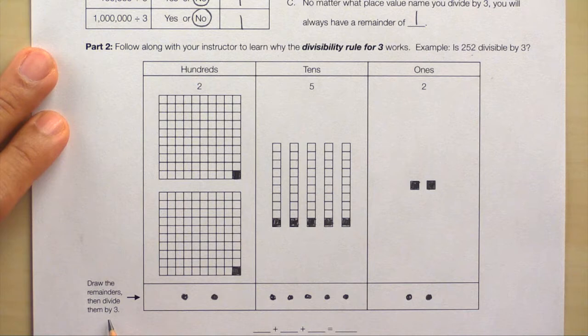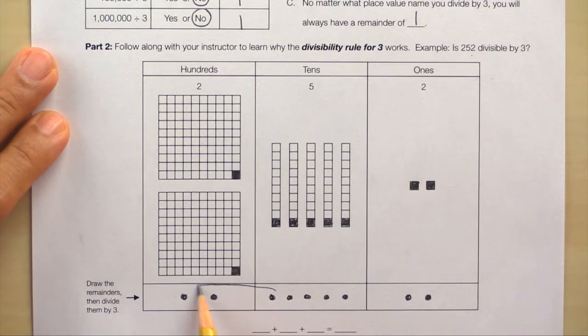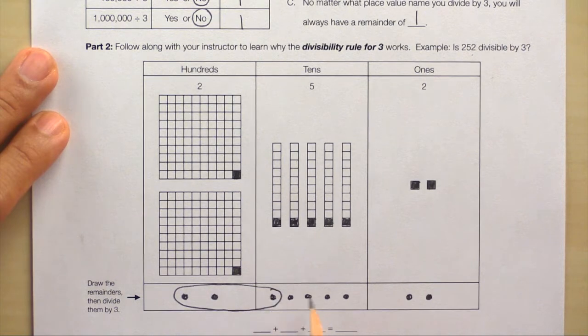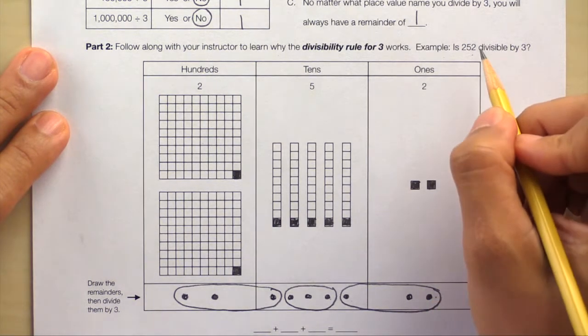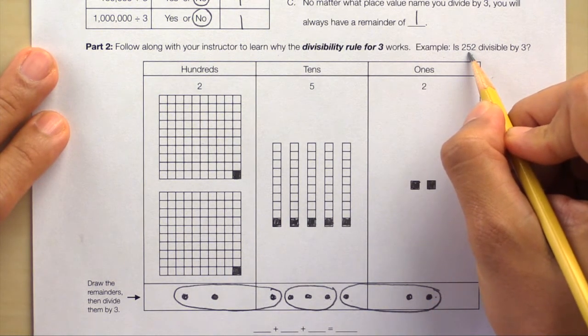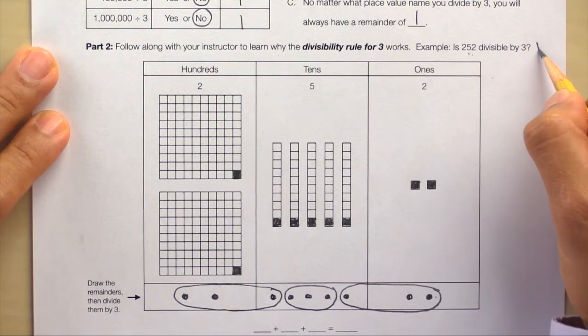Now let's divide the remainders by 3. 1, 2, 3. Put them into a group. 1, 2, 3. Put them into a group. 1, 2, 3. Put them into a group. And you'll notice that there are no more remainders left. So 252 is divisible by 3.